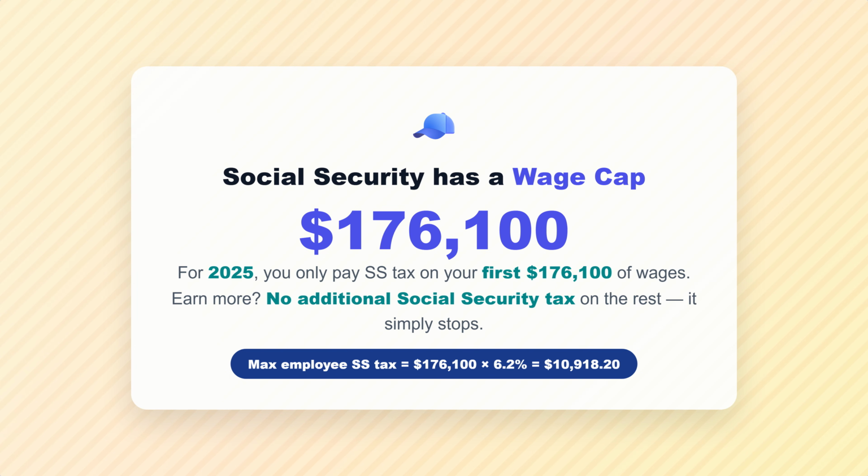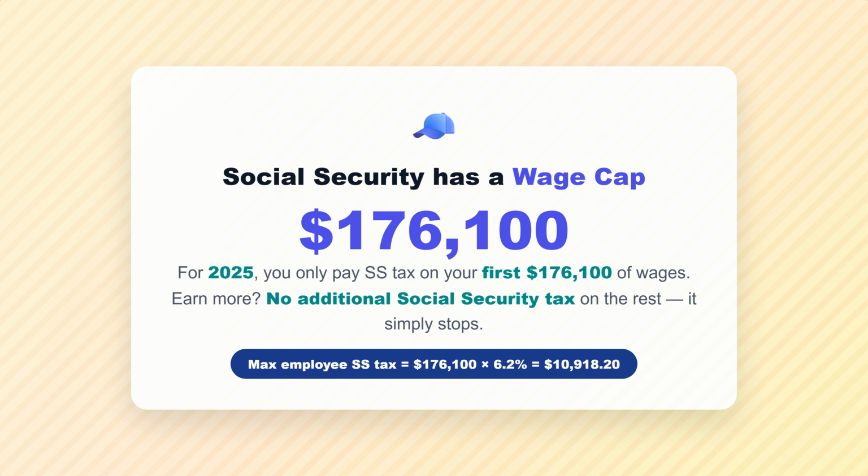Now, here's something important about Social Security tax. It has a wage cap. For 2025, you only pay Social Security tax on your first $176,100 of wages. No additional Social Security tax on the rest, it simply stops.